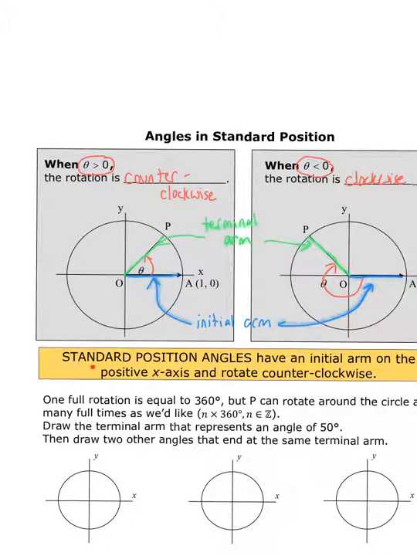A standard position angle is one that starts at the initial arm on the positive x-axis and rotates counterclockwise. So this angle in the first unit circle is a standard position angle. Over here, this is not, because we went clockwise, not counterclockwise. But if you were to draw this angle in here going clockwise, that would be a standard position angle.